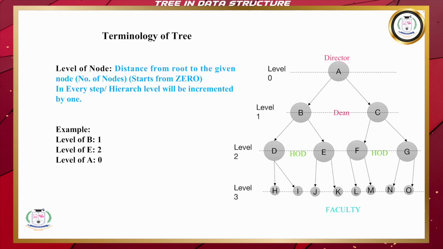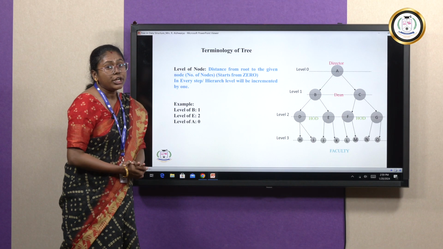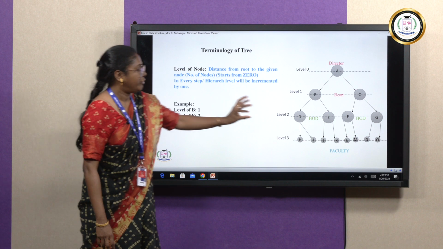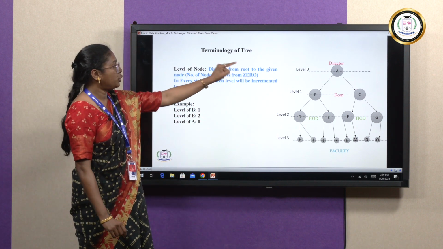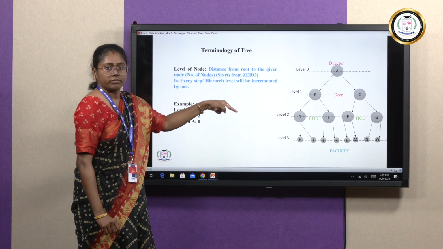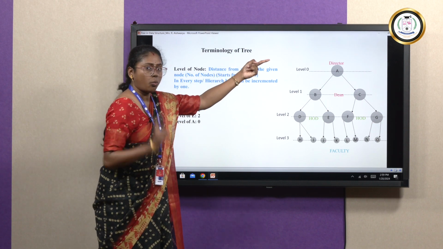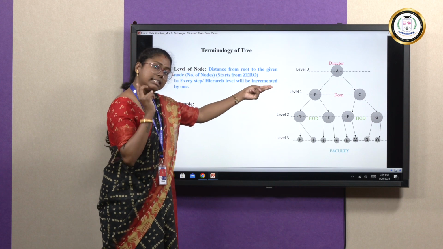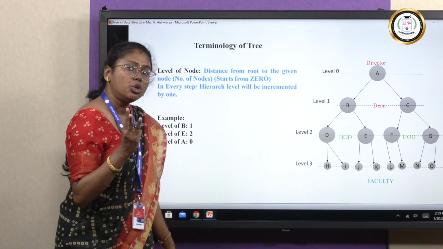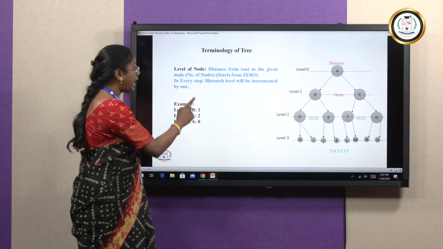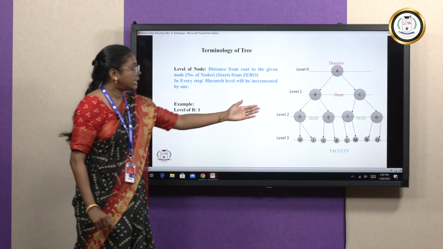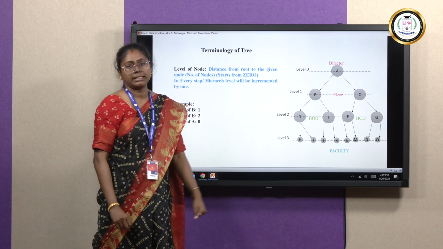Level is the distance from the root to that given node, starting from 0. In every step, the hierarchy level is incremented by 1. I am going to ask you, what is the level of D? Without seeing this, how can you find out? From the root, you have to count the nodes. Here A is 0, B is 1, and D is 2. If I start from 1, it would be 3, but here I have mentioned it starts from 0. So the level of D is 2.